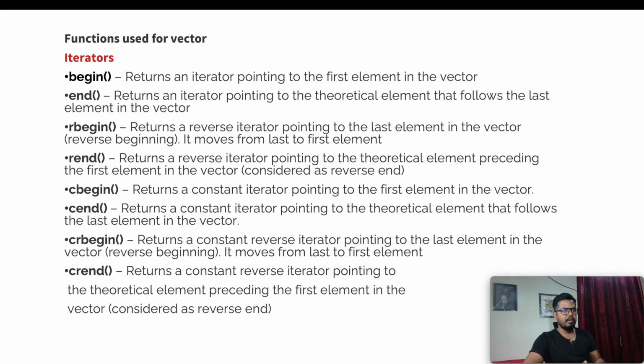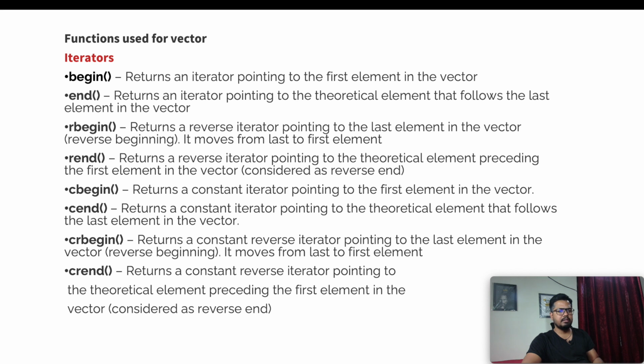Next, rbegin, which is the reverse order. It will return the reverse iterator pointing to the last element, and the same with rend: rend will give you the pointer to before the first element. Next function is cbegin. cbegin will return the constant iterator pointing to the first element of the vector. Next function is cend, and cend will return the constant iterator pointing to the end of the vector.